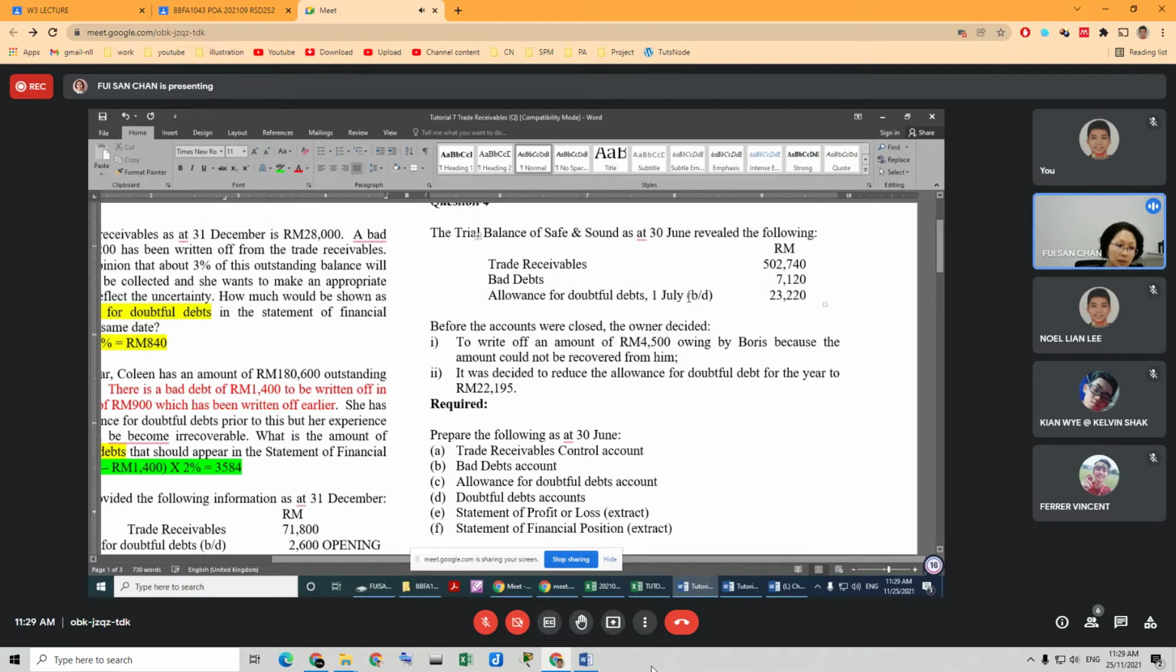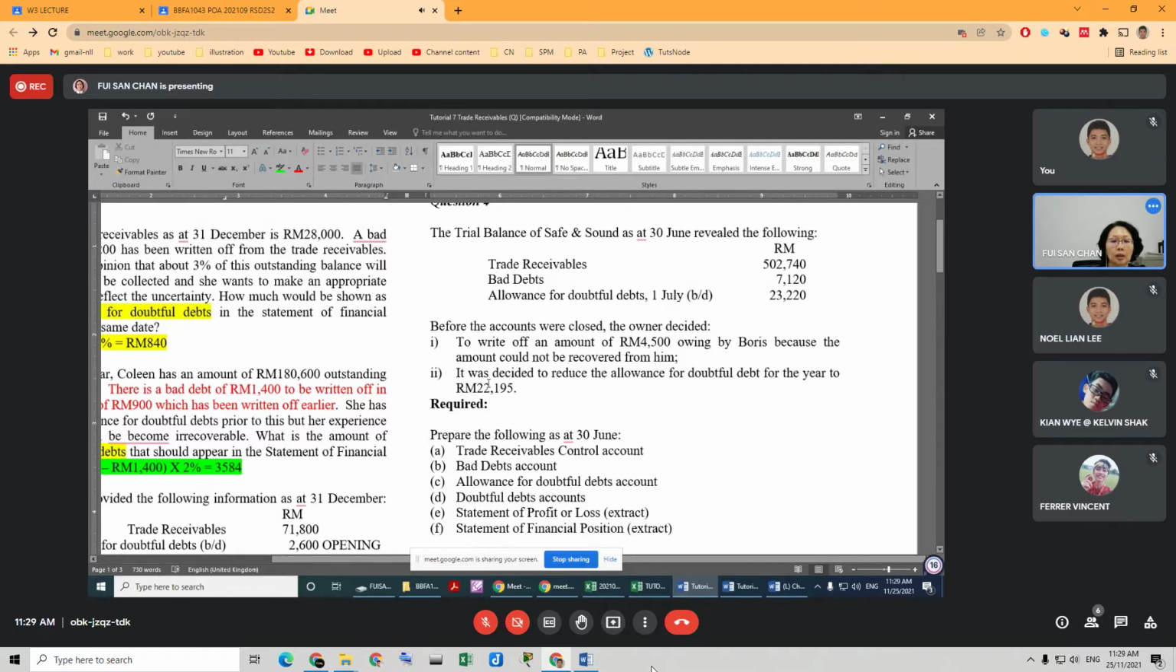You see, BD means opening, meaning in this year, this is the opening. So normally the question wants you to find closing. So before the accounts were closed, the owner decided, okay, number 1, to write off an amount of 4,005 owing by Boris because the amount could not be recovered from him. Could not be recovered. No hope. This Boris cannot pay. Okay, so treat as bad debts.